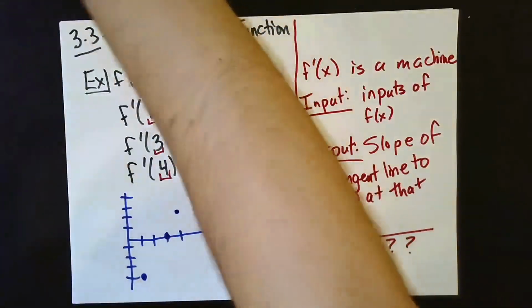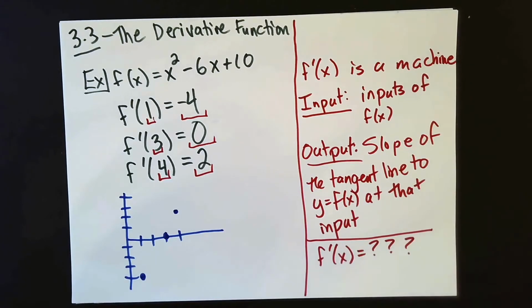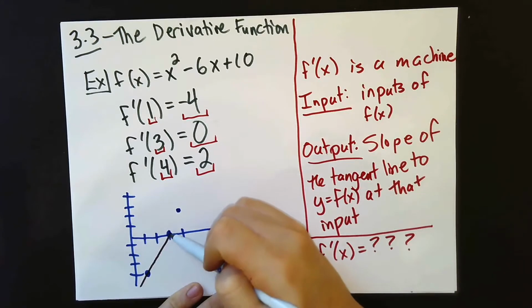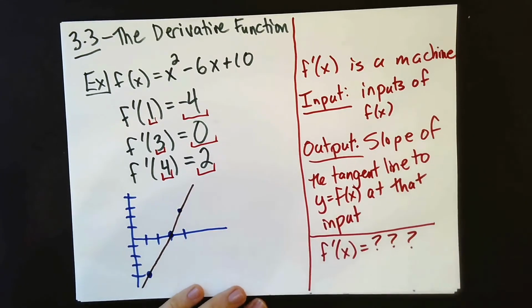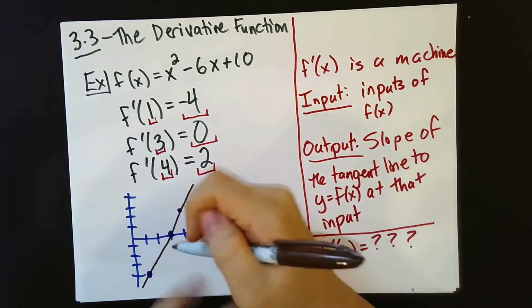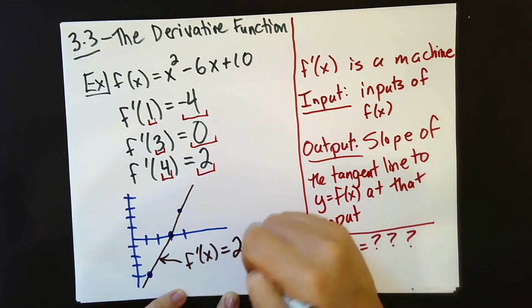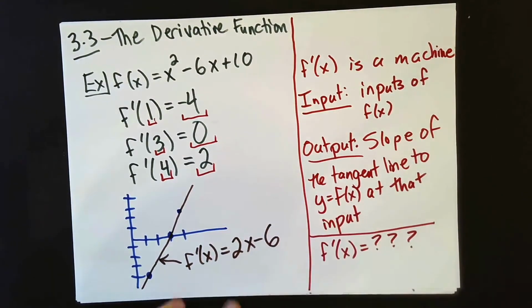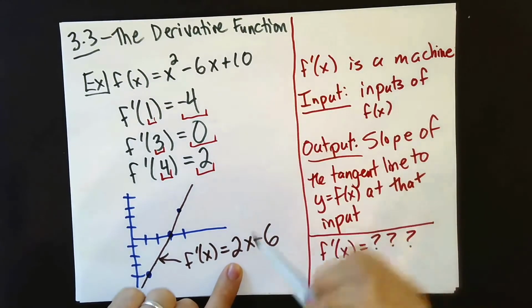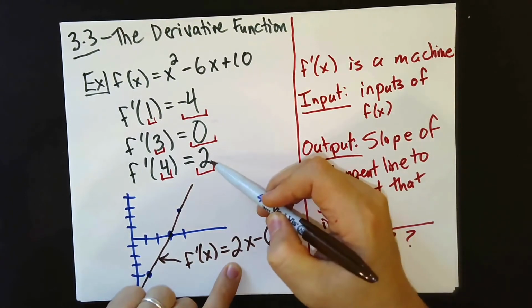Now, even with my not super to scale drawing, you might be able to guess what the graph of this thing looks like. Namely, it looks kind of like a line. In fact, what line would it be? Well, you can figure out that if a line passes through these 3 points, then it would have to be the line 2x minus 6. And so 2 times 1 minus 6 would be minus 4. 2 times 3 minus 6 would be 0. 2 times 4 minus 6 would be 2. Okay.